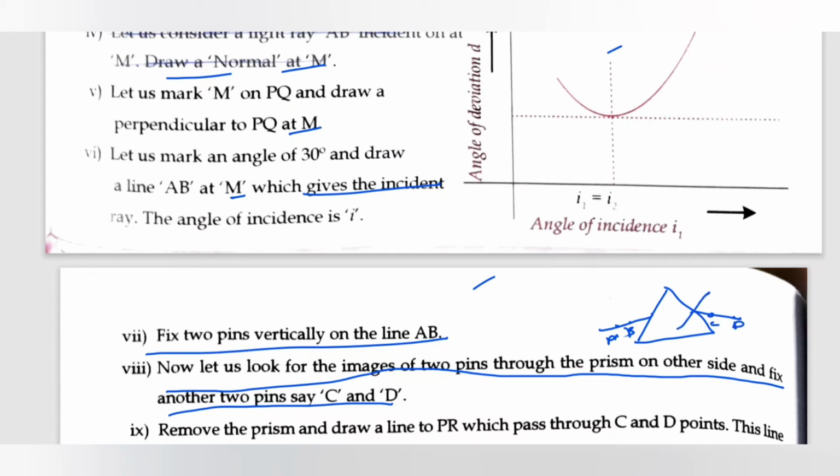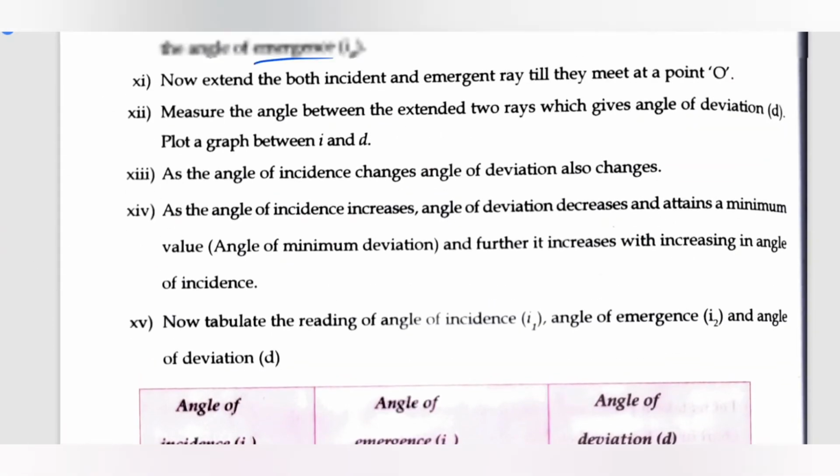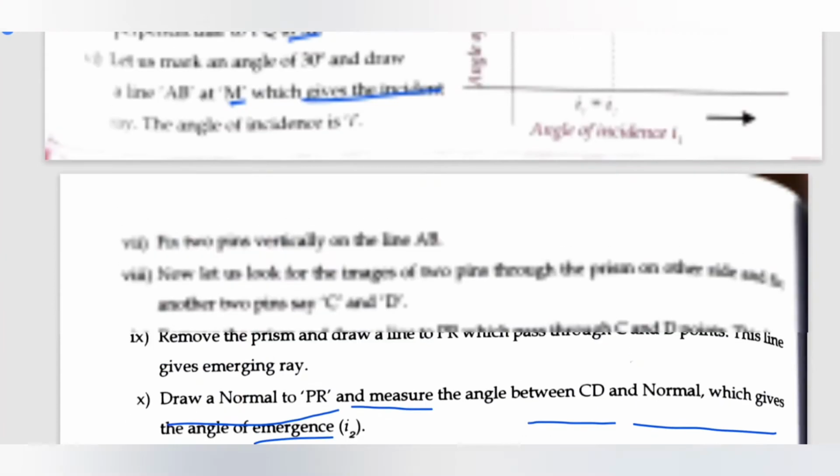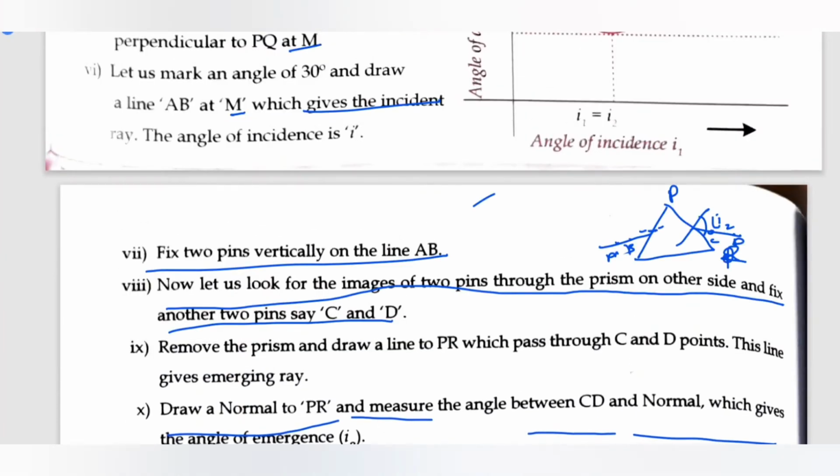So now draw a perpendicular at this point to PR and find the angle here. So this is our angle of emergence. Measure the angle between the extended two rays, which gives the angle of deviation, and plot the graph between i and D. So now extend the incident ray and extend the emergent ray. So find the angle between these two rays, and this will be the angle of deviation.